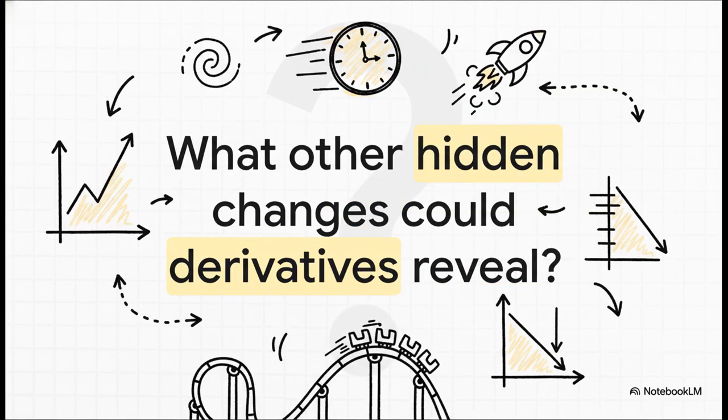So the next time you see something in motion or a graph that's trending up or down, just remember the hidden math that's at play. Now that you know what they are, what other instantaneous change is happening all around you do you think derivatives could help you see?